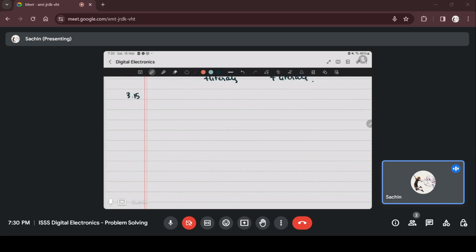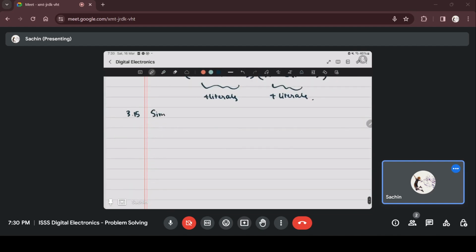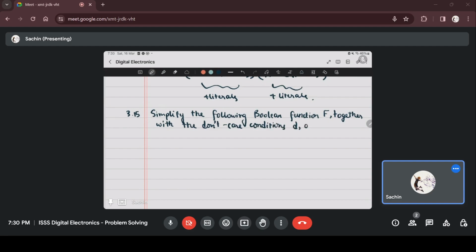So we'll go to problem 3.15. Simplify the following Boolean function capital F together with the don't care conditions D, and then express the simplified function in sum of minterms form.